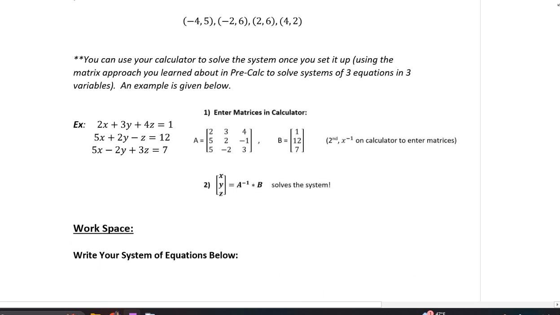So with that, if you remember, I think it was in Algebra 2, that you learned how to solve systems using matrices. If you know how to do that, you can get to work. If you don't, I'm going to run through on the calculator how to do this.